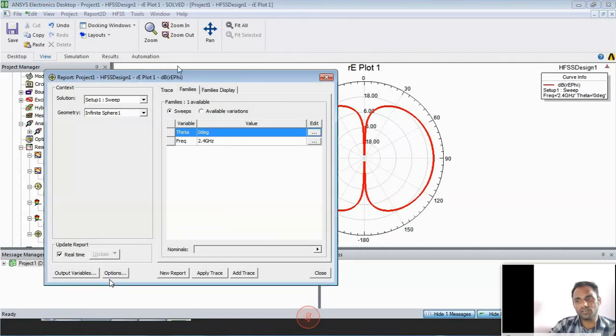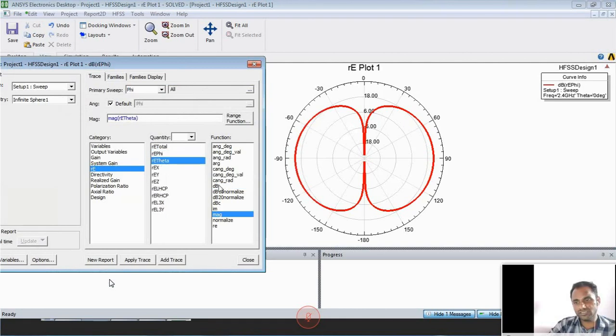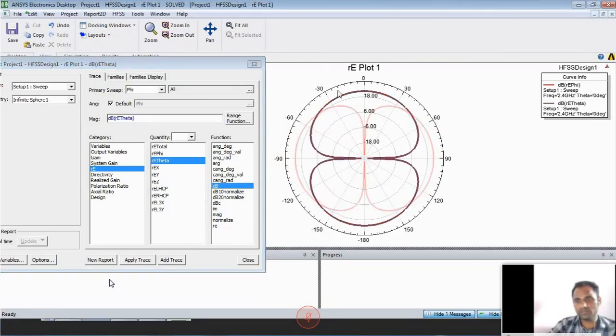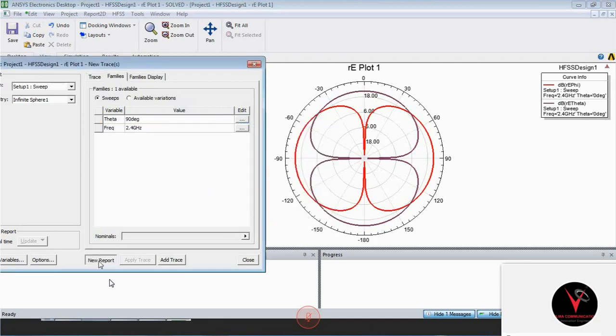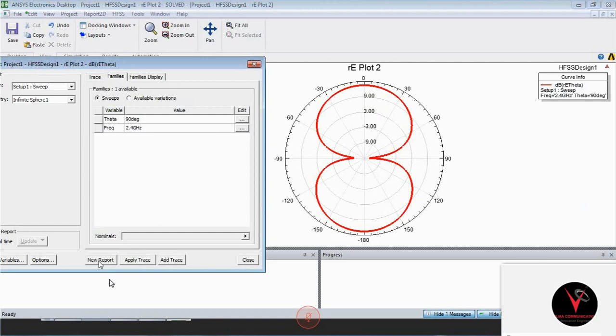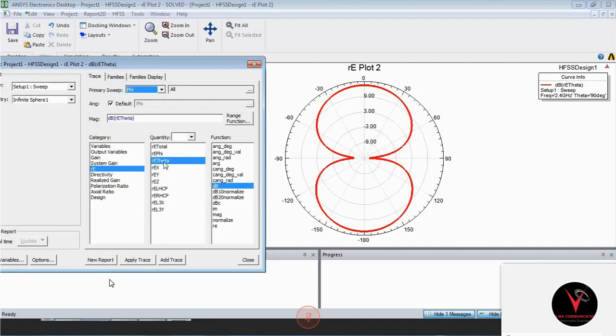Now we got the azimuth angle of the antenna. Then we go for theta, and you add it, so we got the elevation angle. Then again you go for a 90-degree plot because our antenna is placed in a 90-degree orientation. So first of all, we need to check that the 90-degree case is working.